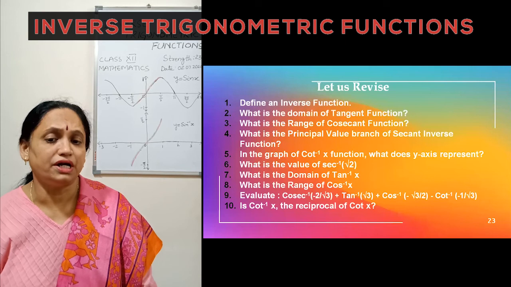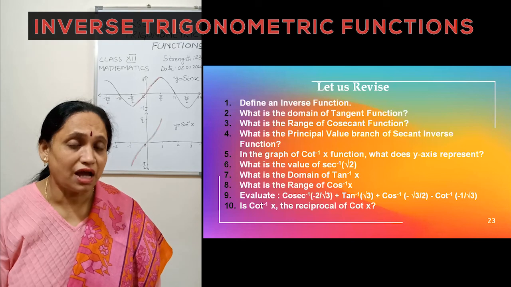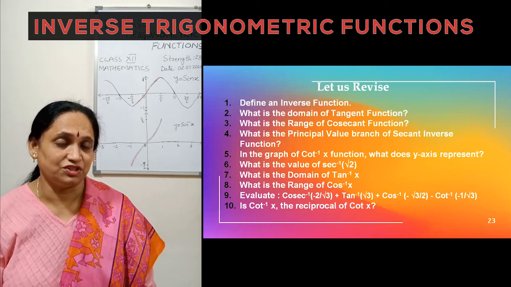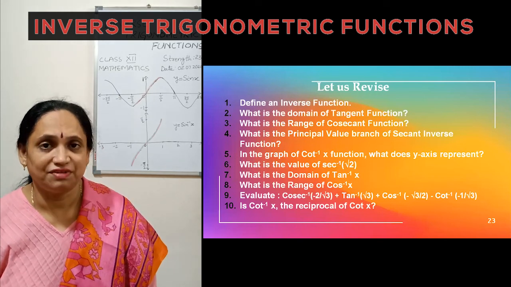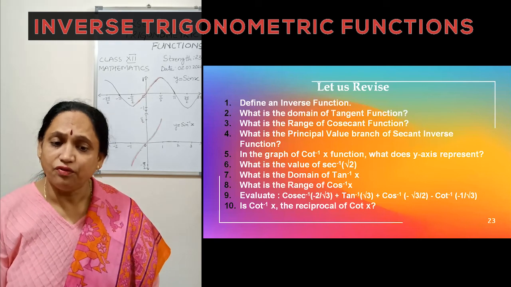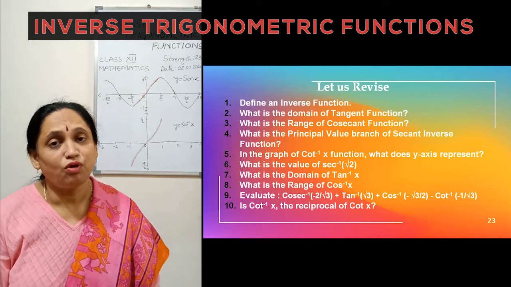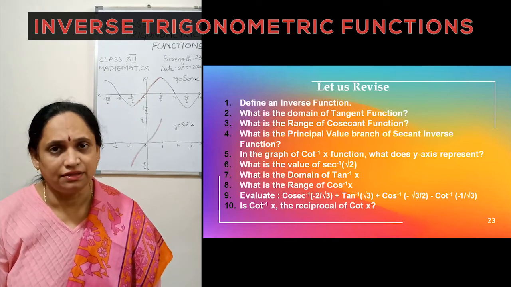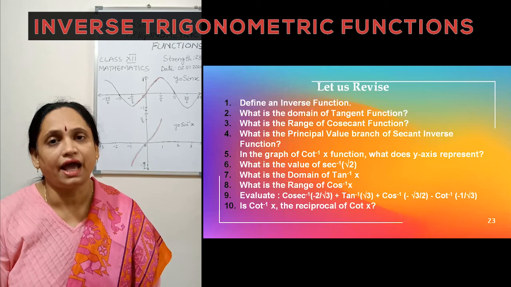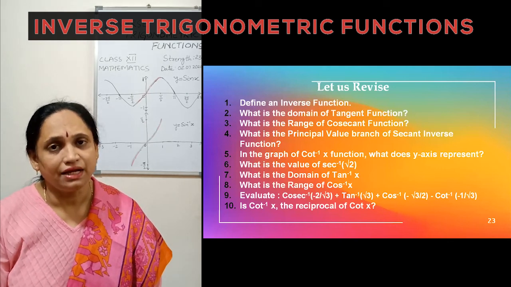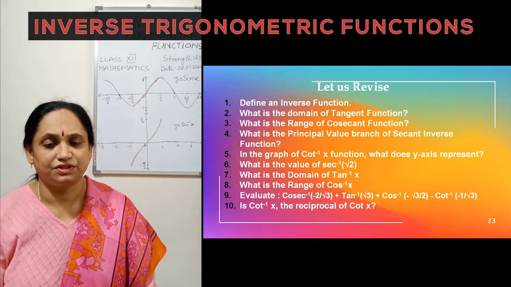What is the principal value branch of secant inverse function? I'm sure you know that now the principal value branch of secant inverse function, which will be the closed interval 0 to pi except the 90-degree value. In the graph of cot inverse function, what does y-axis represent? I'm sure now you know that be it cot inverse or any other inverse trigonometric function, the y-axis is going to represent the angle, and the x-axis is going to represent the values of trigonometric functions.